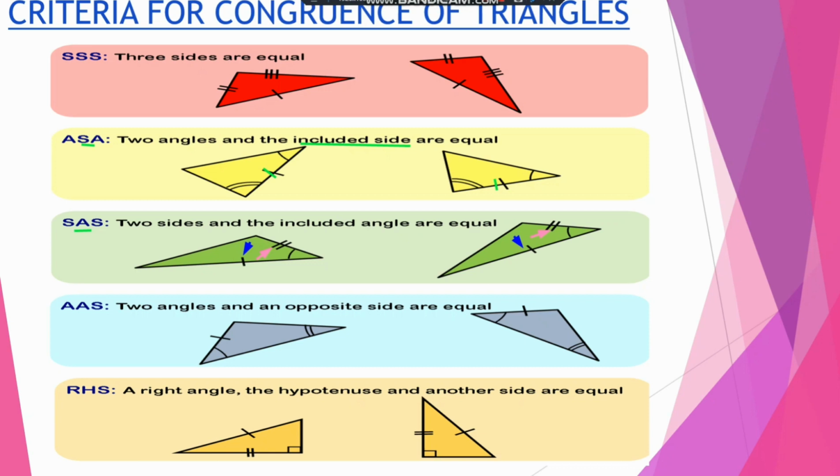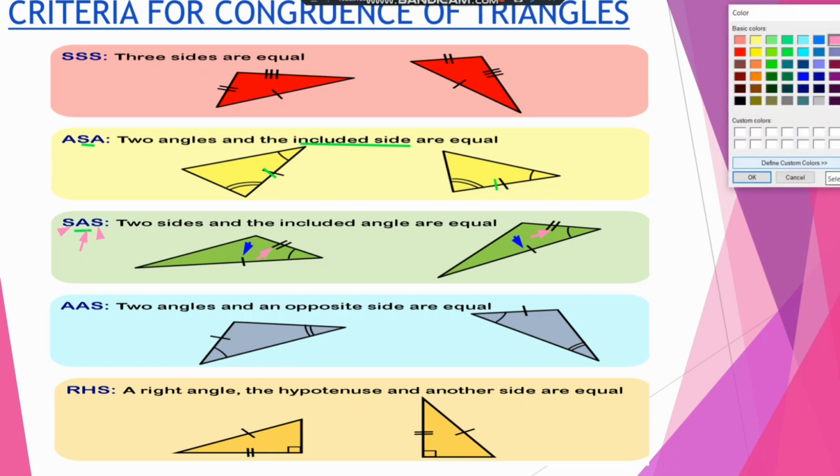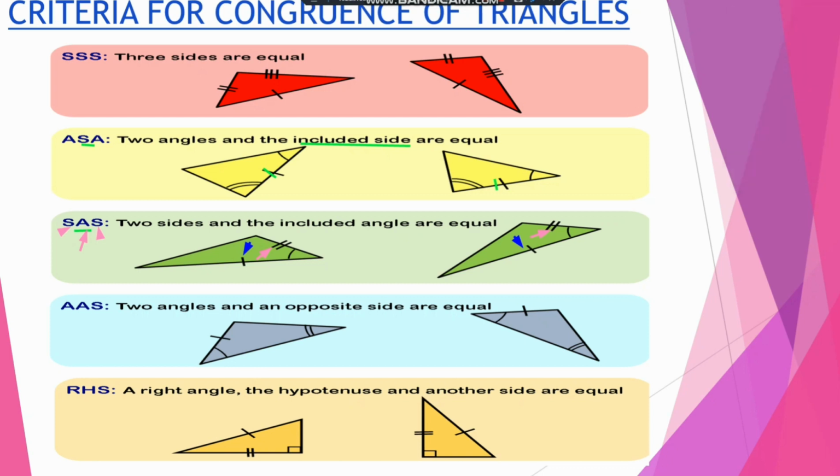So S and S are equal, and then the included angle, the angle in between. So 2 sides are equal, and the included angle, that means the angle in between, is also equal. Here is the angle in between. This is the angle in between here, and the angle in between here, in between the 2 sides. So that is why it is called SAS.